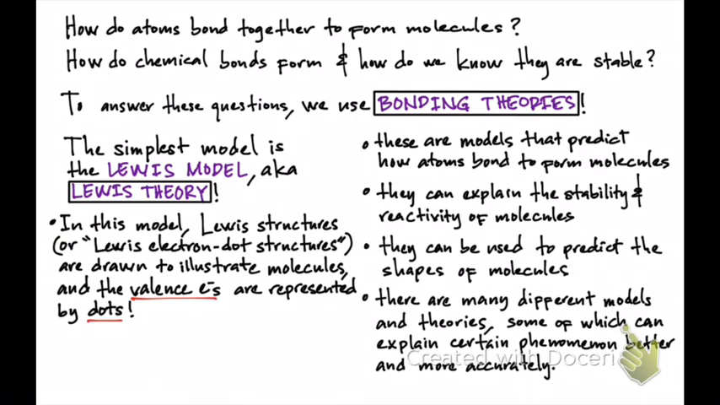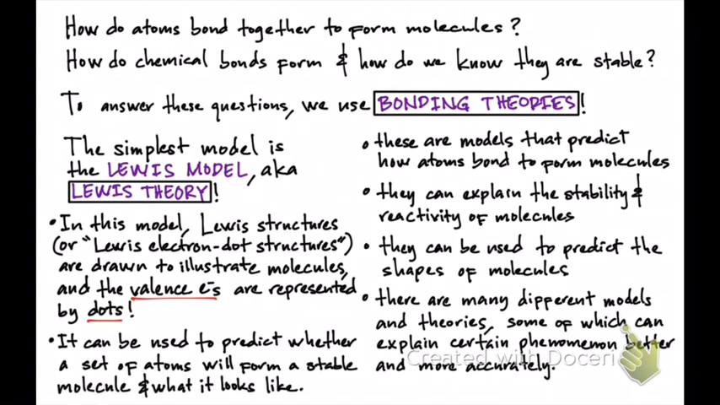So it's sort of a more advanced Lewis dot symbol, because the Lewis dot symbol is specifically for a given element. You learned that in the previous lecture. But now you have a bunch of elements that are bonded together, forming a chemical bond. And so now you have a structure, and they call this the Lewis dot structure. And it can be used to predict whether a set of atoms will form a stable molecule and what it would look like.